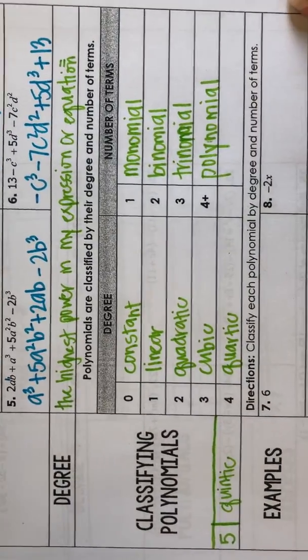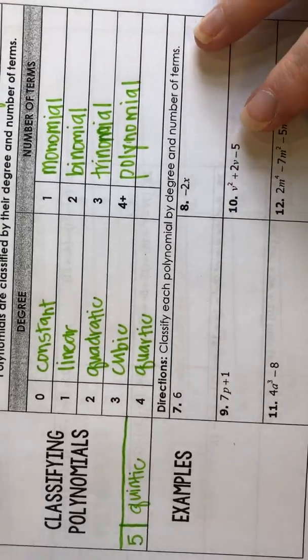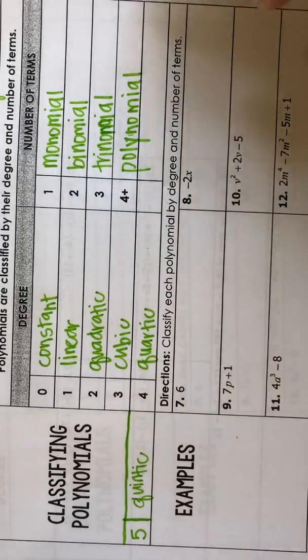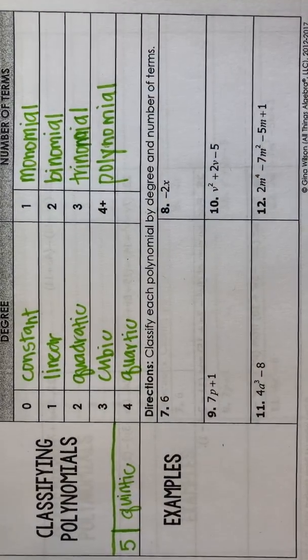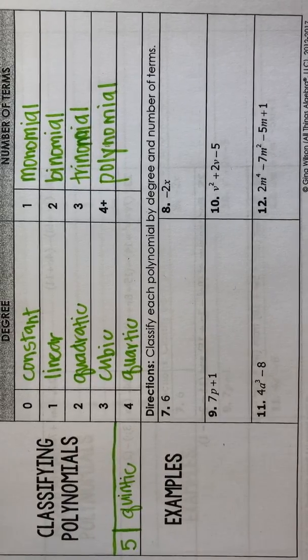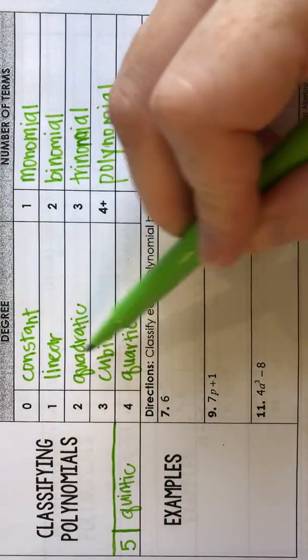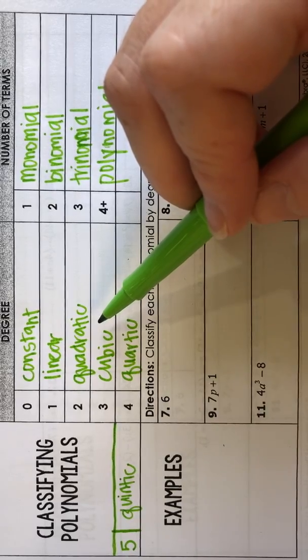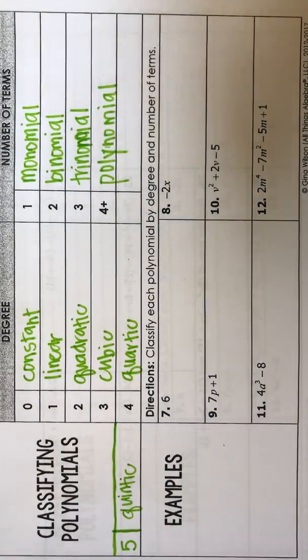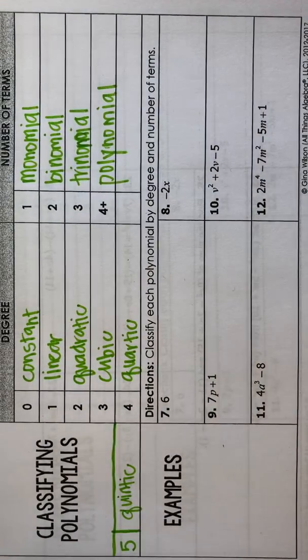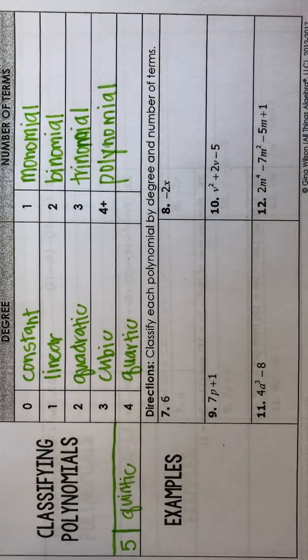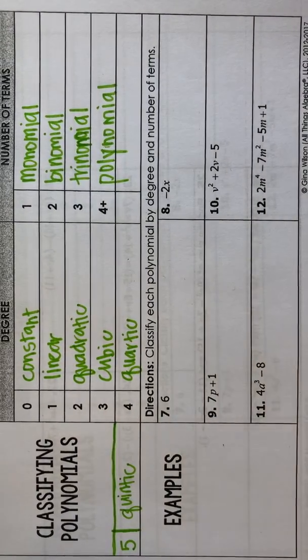All right, so let's look at my examples. I want to use these words right here to classify each polynomial by its degree and number of terms. Now I'm going to use 2 words. I'm going to let the degree be like my adjective and my number of terms be like the noun. So, for example, pretty girl, handsome boy. I have 2 words to describe what the person, place, or thing is, okay?